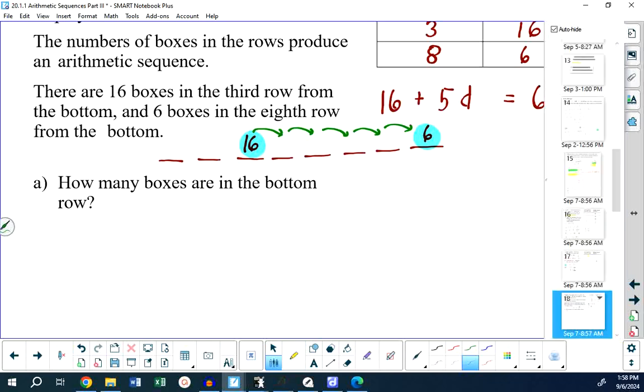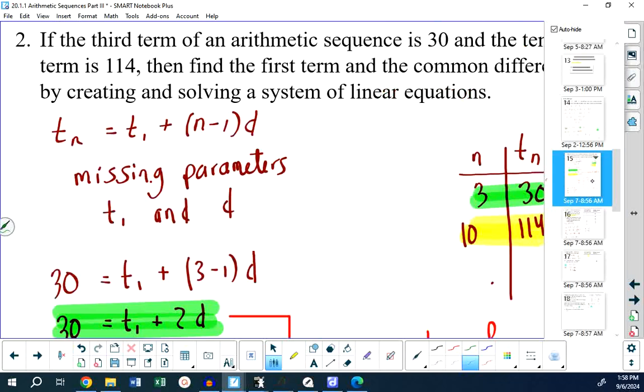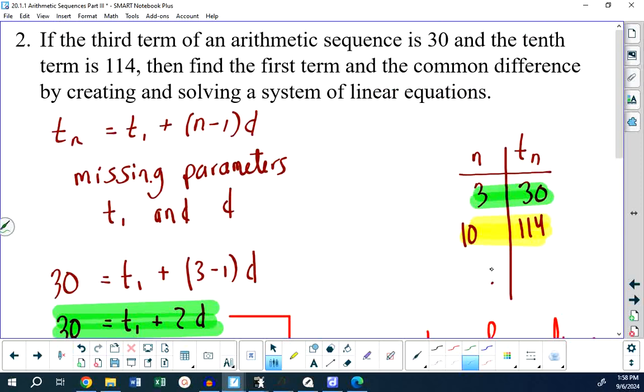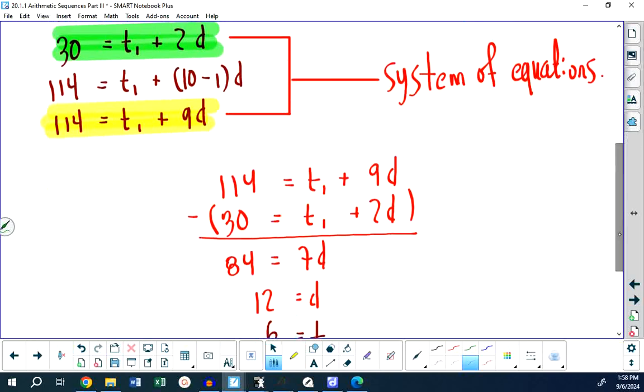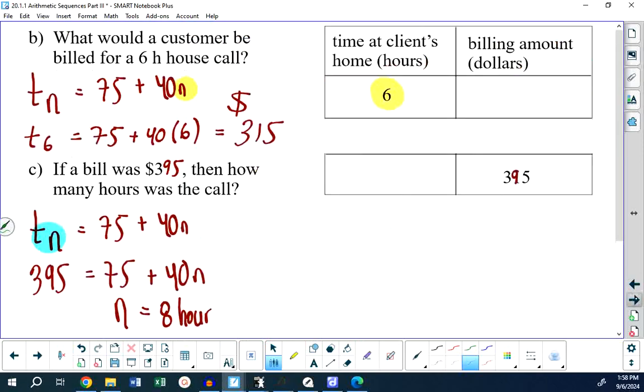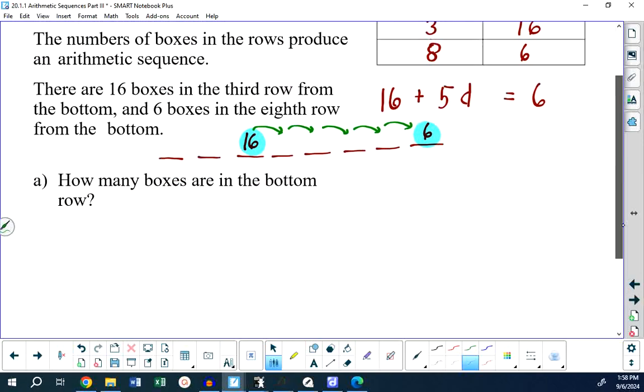Incidentally, if I go back to that other problem where we used the system of equations, how many common differences would you add to the third term to get the 10th? 7, right? The difference between them is 7 common differences. So we could have just started off by saying that. Let's subtract the 2 terms and set it equal to 7d. However, I think this is the best way to solve this problem.